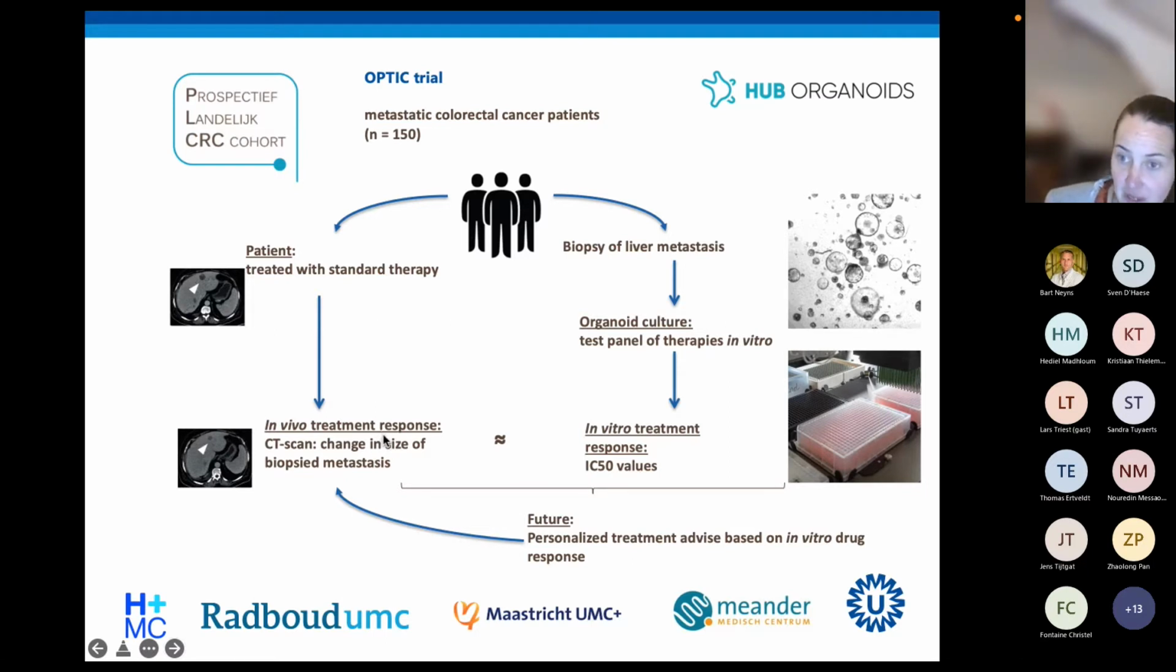And if this is high enough, the next step would of course be to design a trial in which we want to treat patients organoid based versus physician based, and then see if the progression-free survival, overall survival improves if you treat patients organoid based.